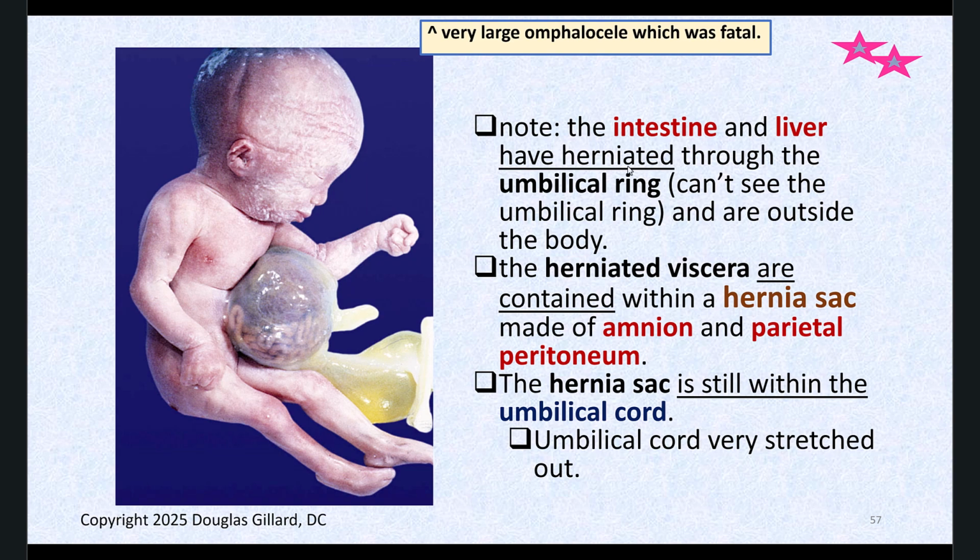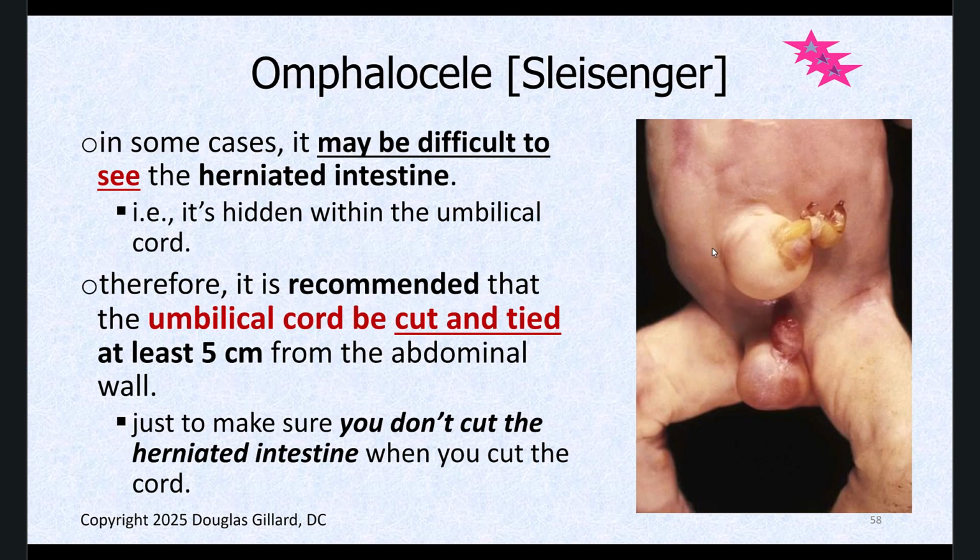I think everything we covered there. Just another look at it here. Yeah, sometimes these things are difficult to see. And that's why when you're cutting an umbilical cord, you always cut it at least 5 centimeters above the abdominal wall, because you may have a very small omphalocele that you don't see. And if you cut it too close to the abdominal wall, you might cut the intestines, and the child will develop small bowel obstruction, infection, probably die from that. So you always want to cut it up high.